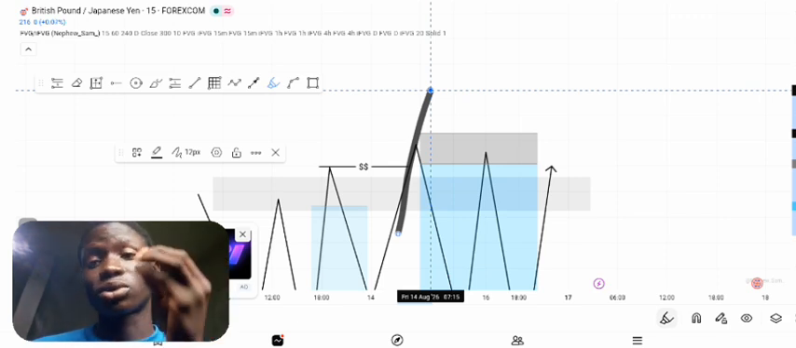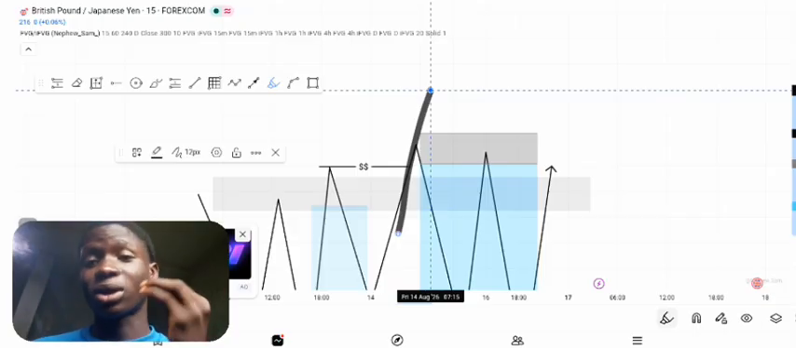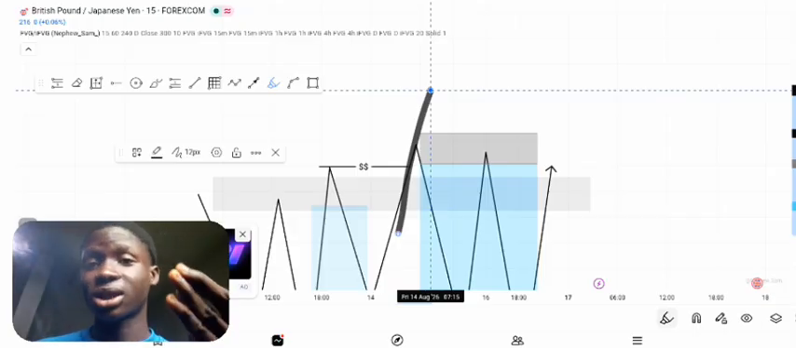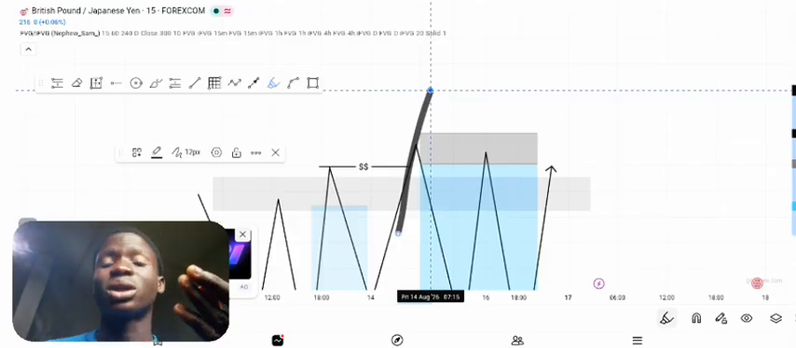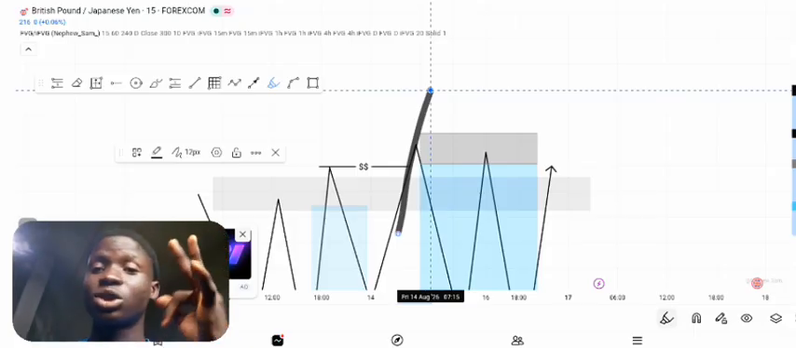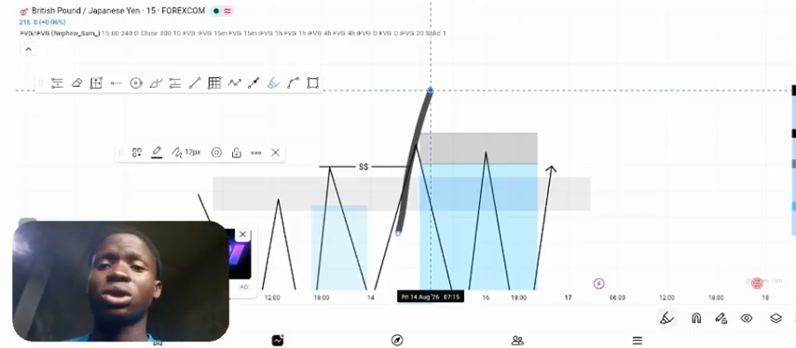If you understand candlestick and liquidity and structure, these are the three things that you need in trading. You don't need to be changing your strategy.